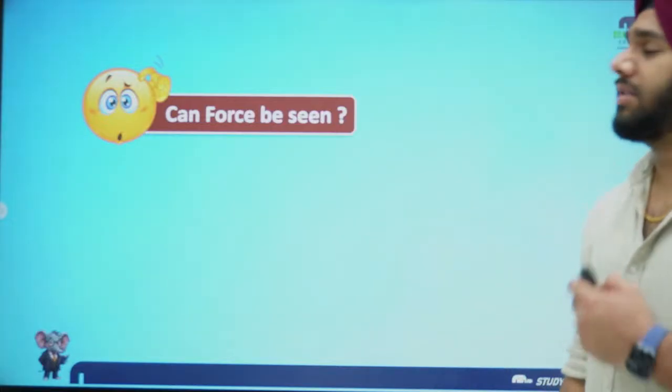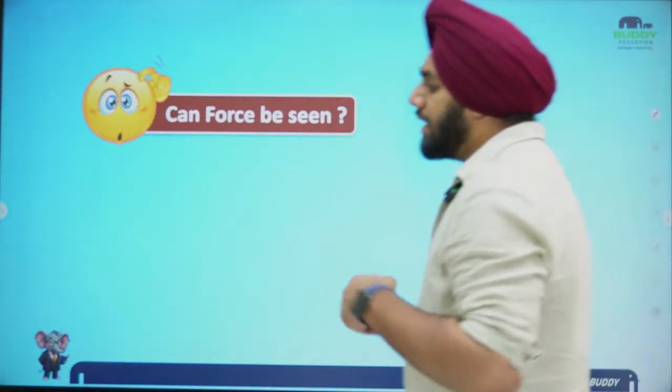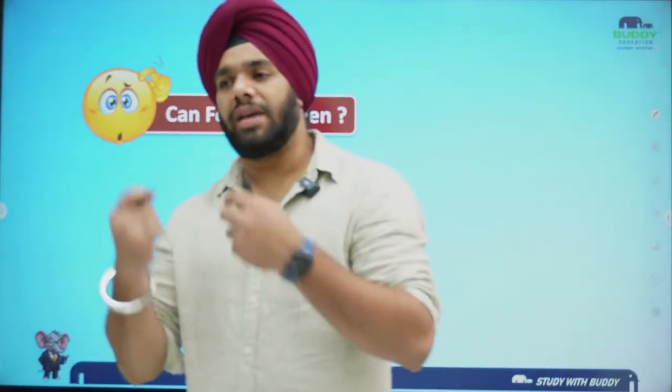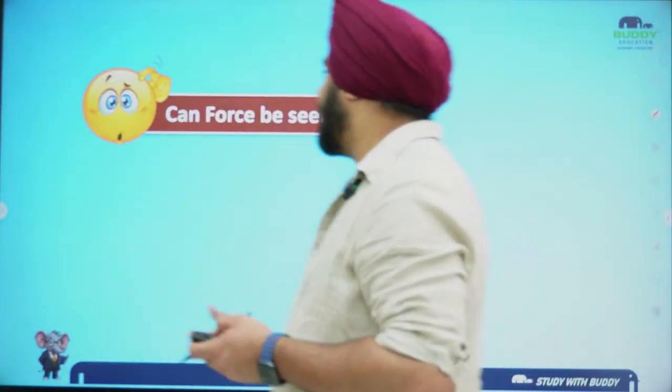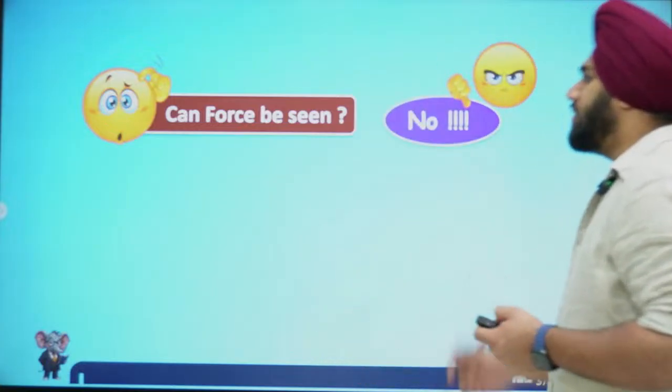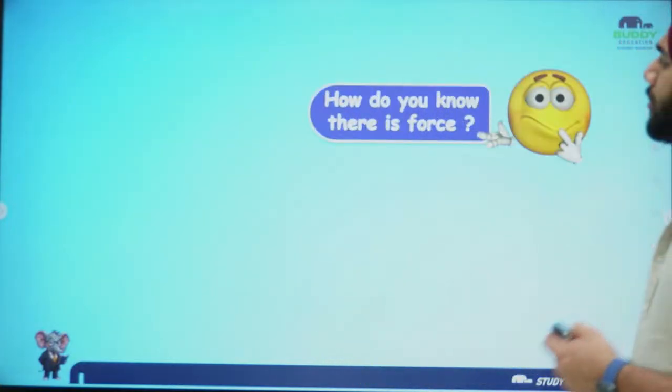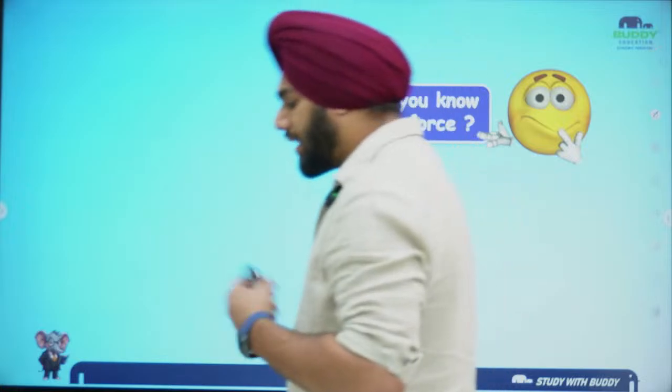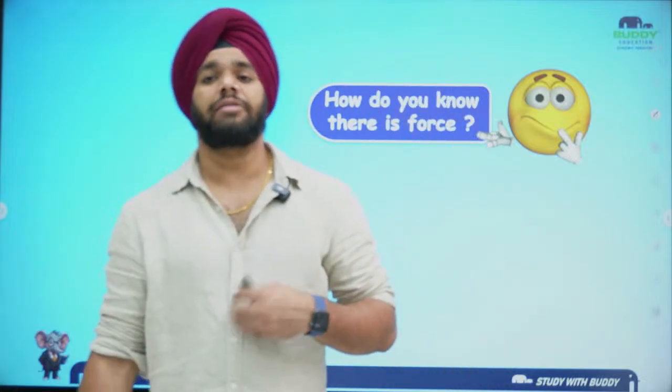Can force be seen? This is a very good question. Yes, we can see the person who is exerting the force. We can see the object on which the force is being exerted, but do we know exactly where the force is? No, we cannot see force. It is intangible, right? Then how do we know there is force? Then comes another question, how exactly do we get to know that there is some force?